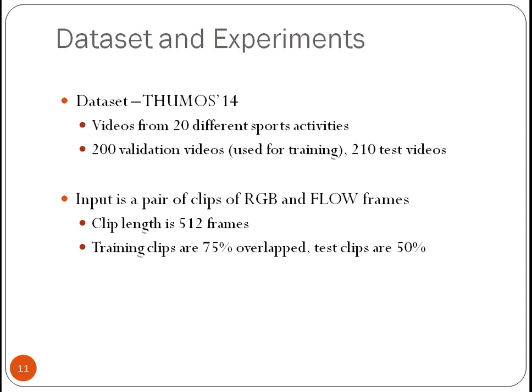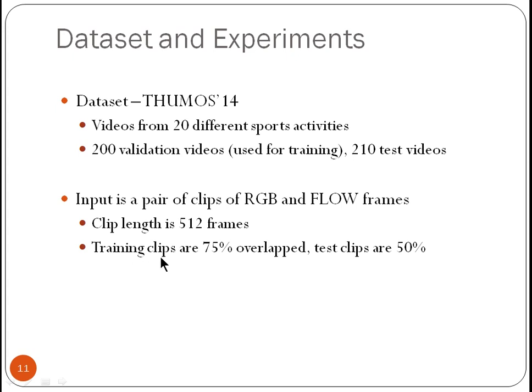Regarding the datasets, we used a highly challenging dataset for temporal activity detection called Thumos 14. This dataset contains videos from 20 different sports activities. There are 200 validation videos that are all temporally untrimmed, and we perform training on these validation videos following the standard practice on this dataset, and we report results on 210 test videos which are also temporally untrimmed. The length of each clip, the RGB and flow clips, is set to 512 frames, following the fact that 99% of the activities in the Thumos 14 dataset have lengths of 512 frames or less.